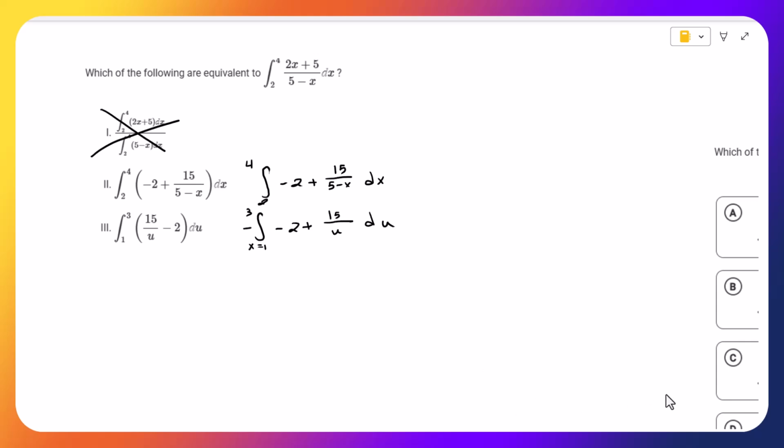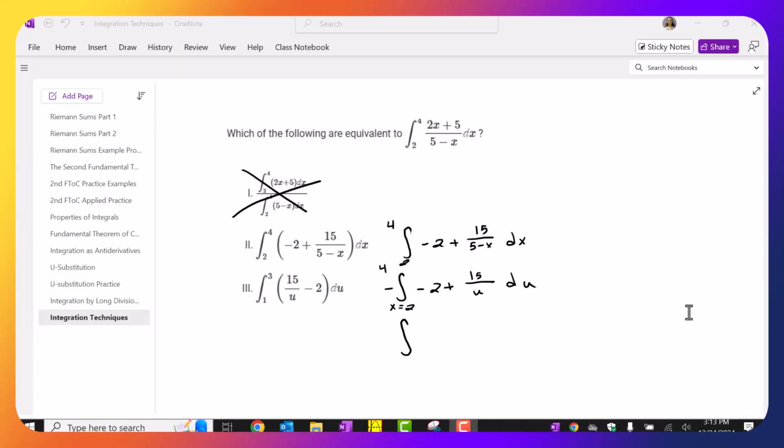Hold on one second. Sorry, I got tripped up. This integral here is from 2 to 4, not from 1 to 3. I don't know why I ended up putting that there, getting ahead of myself. If I substitute in a 2, 5 minus 2 is 3. If I substitute in a 4, 5 minus 4 is 1. So we end up with this.